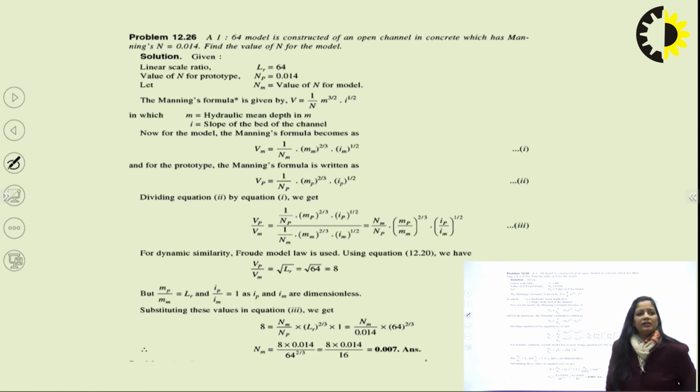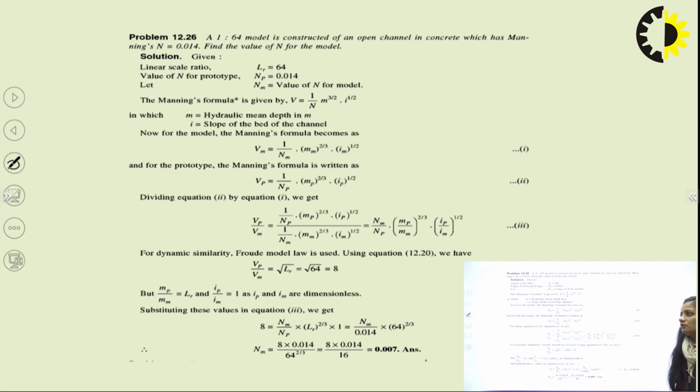Now the next question. Here you can see again a model of 1:64 is given. The question states: a 1:64 model is constructed on an open channel of concrete which has Manning's n as 0.014. Find the value of n for the model. See, this is a question of open channel flow in which they are asking for Manning's coefficient.